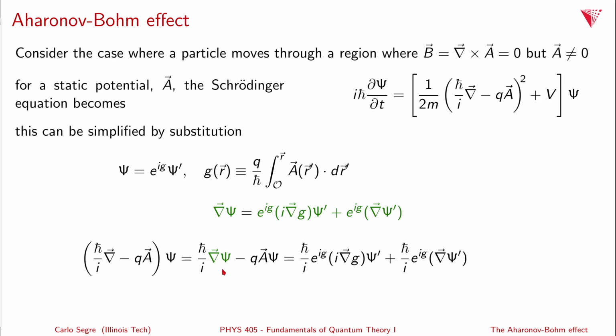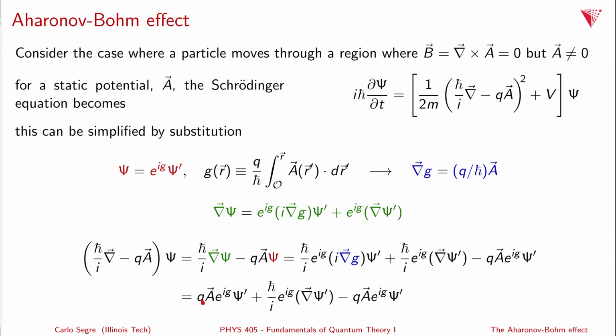When we do that, we get two terms: ħ over i, e to the ig, i gradient of g, psi prime, plus ħ over i, e to the ig gradient of psi prime. And then you have the second term, which is minus qA e to the ig psi prime. Now the gradient of g, because g is an integral, is just q over ħ A. And so we can take this term and replace it by q over ħ A.